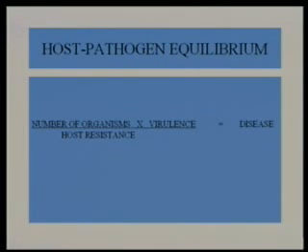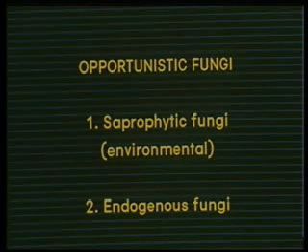If any of you have taken basic microbiology, pathogenic bacteriology, this was a basis, right? You remember this? That the number of organisms times virulence, depending on the host resistance, then you have disease. Host resistance is lowered, or the number of organisms are increased, or the virulence is increased, and that's how you get disease. The opportunistic fungi are saprophytic or endogenous.